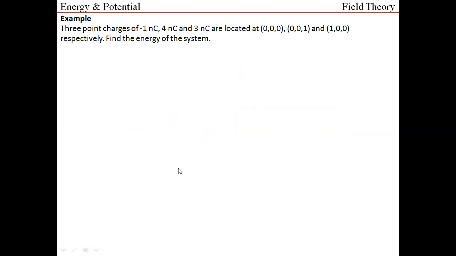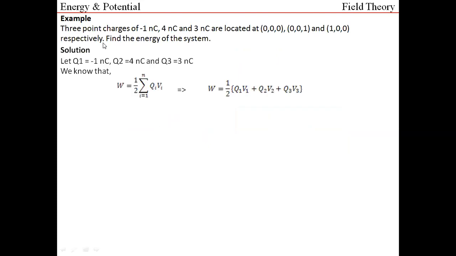The example says that 3 point charges of 1 nanocoulomb, 4 nanocoulomb and 3 nanocoulombs are located at points 0,0,0, 0,0,1 and 1,0,0 respectively. We are supposed to find the energy of this system. Let us say that we have charges Q1, Q2 and Q3 which are given the values 1 nanocoulomb, 4 nanocoulomb and 3 nanocoulombs respectively. What do we know?